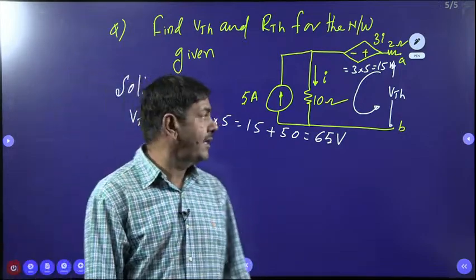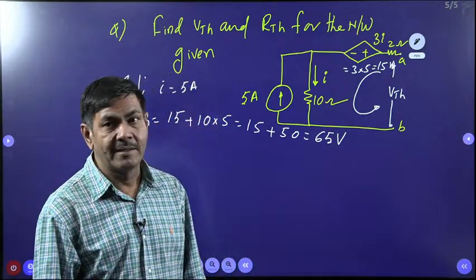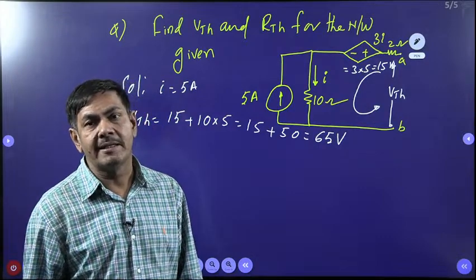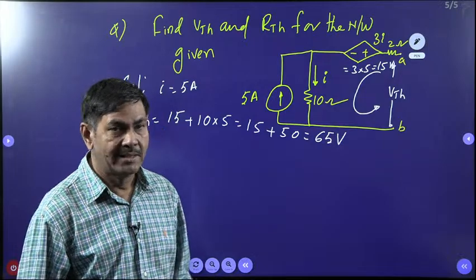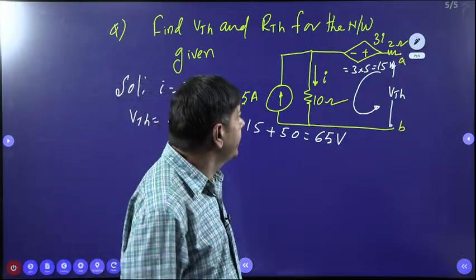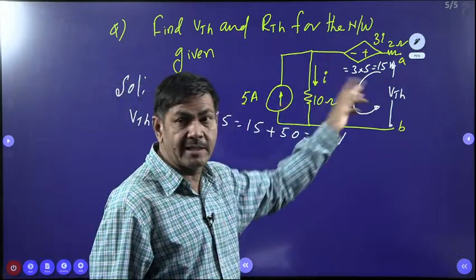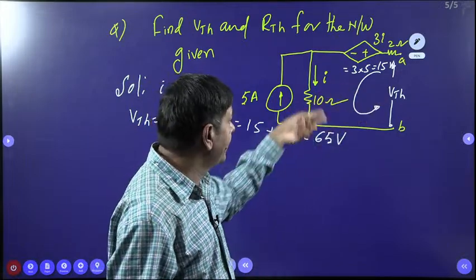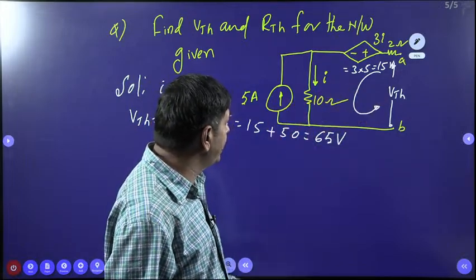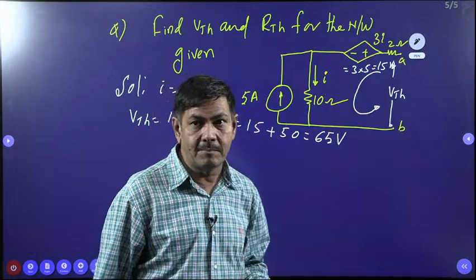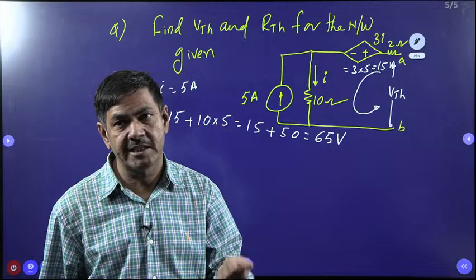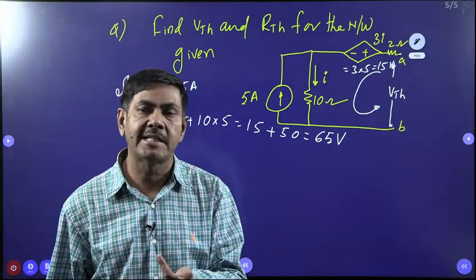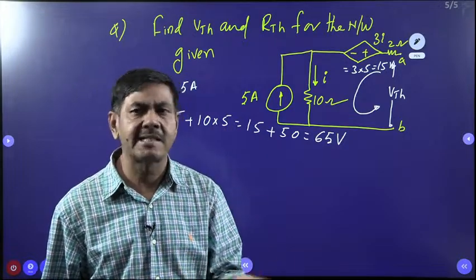But I want to find again what RTH is here. In this problem we don't find any dependent source, we have only independent sources. Where both dependent and independent sources exist, what can you do? One more method you can use is the short circuit method. By using it, you can find RTH equal to VTH by ISC.